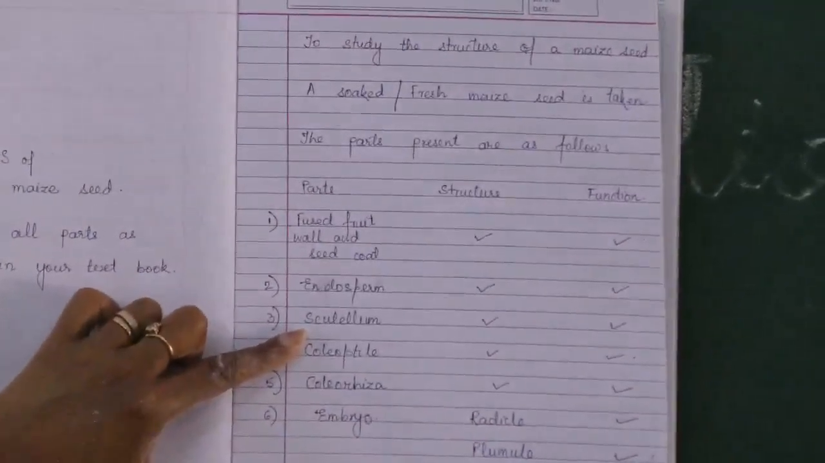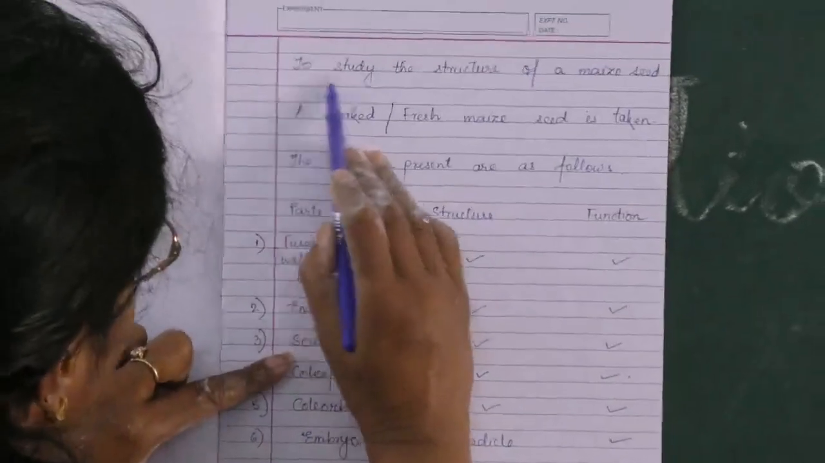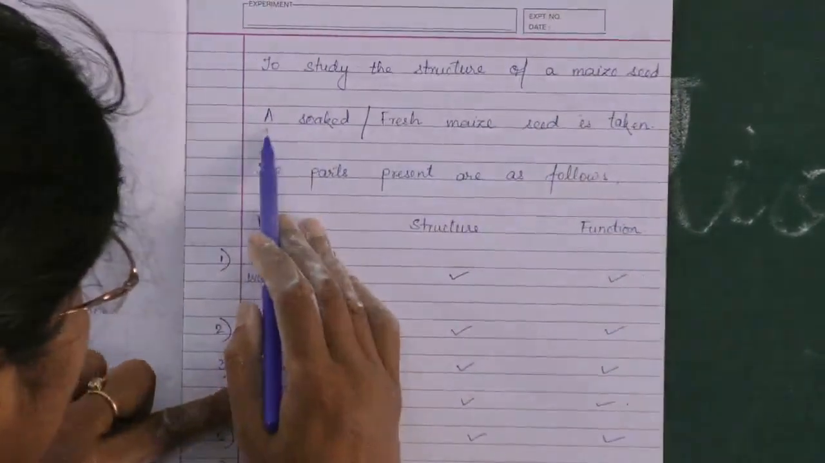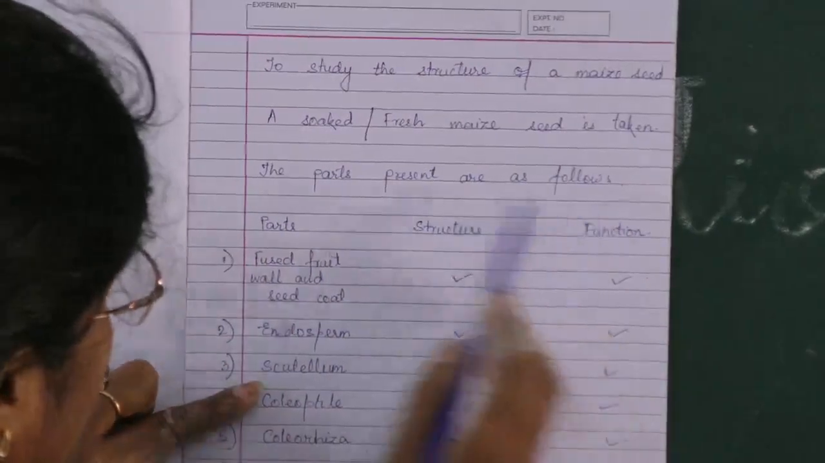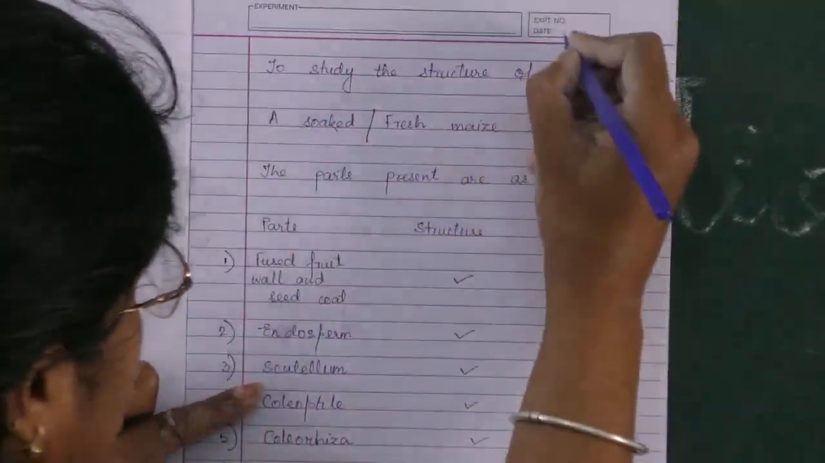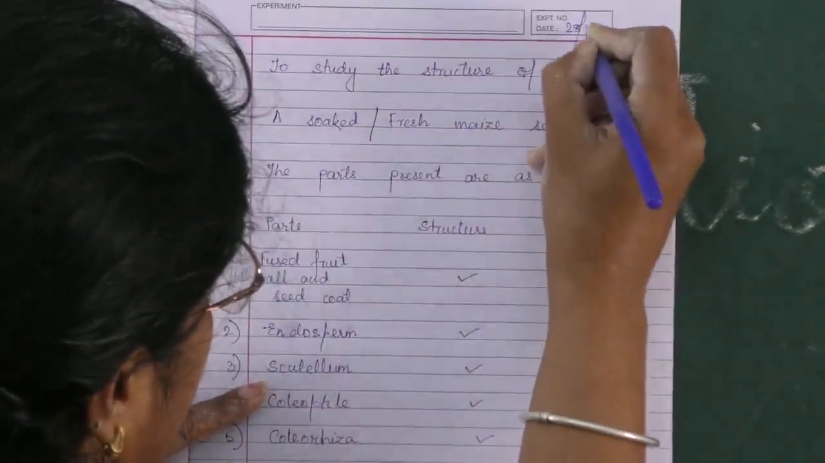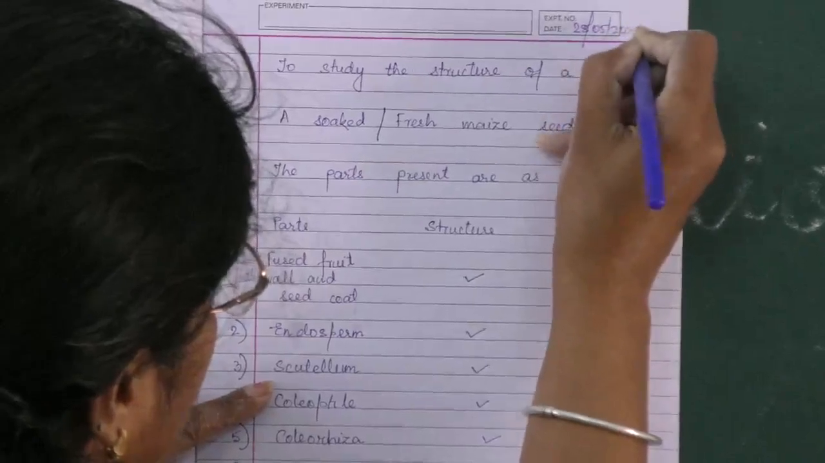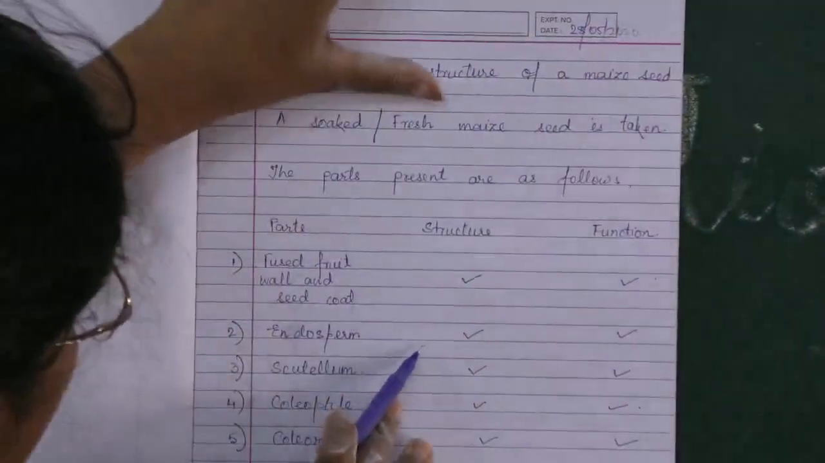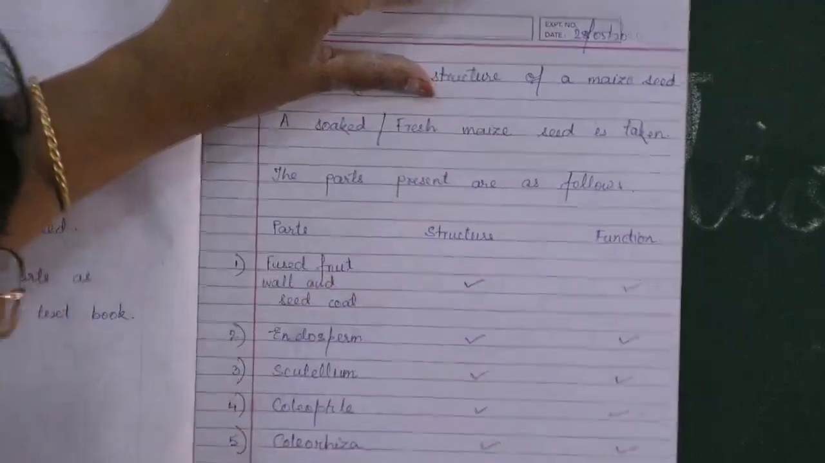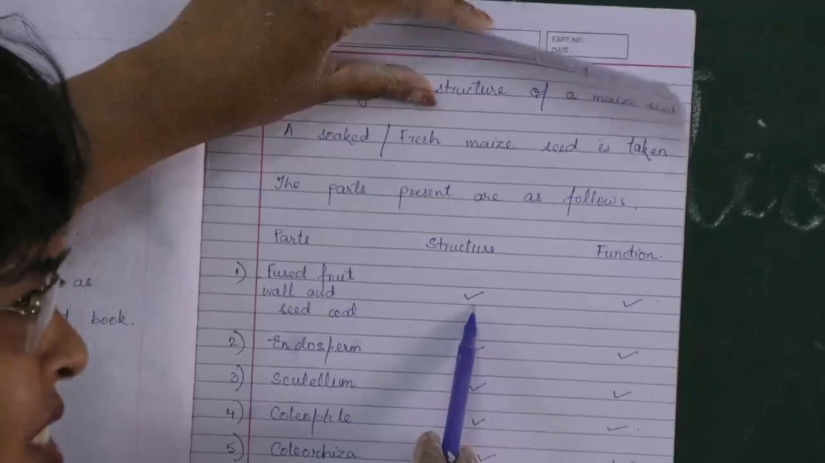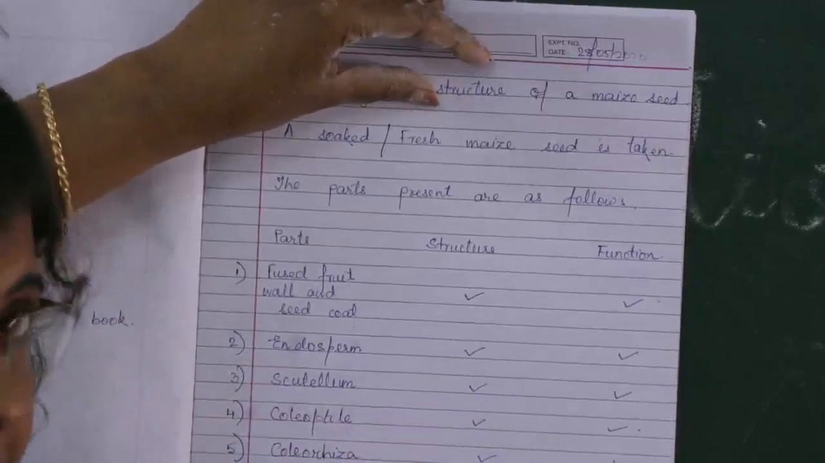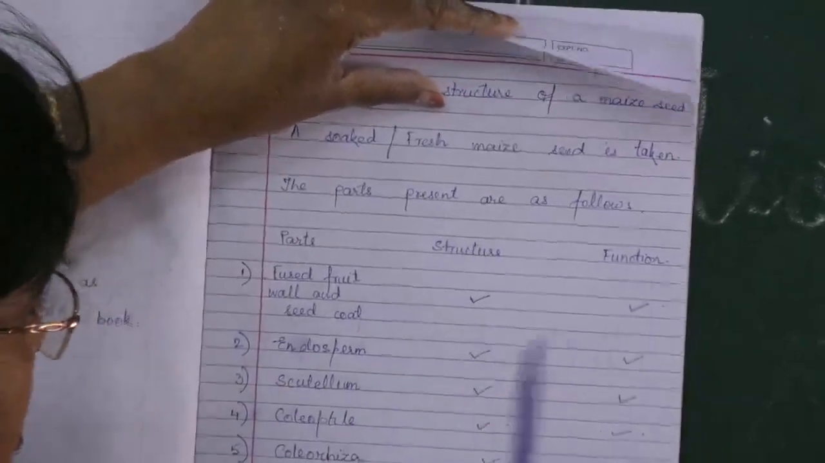Now maize is available in the market. To study the structure of maize seed, a soaked or a fresh maize seed is taken. The parts present in the maize seed are as follows. Date should be given as 28/05/2020. Is it all right? So parts, the first part, outer covering, the fused fruit wall and the seed coat. Structure, it is thin, scaly. Is it clear? Thin, transparent.